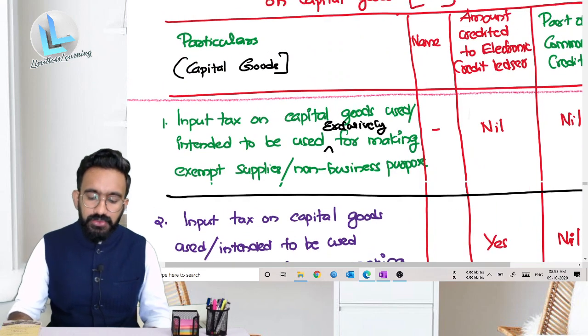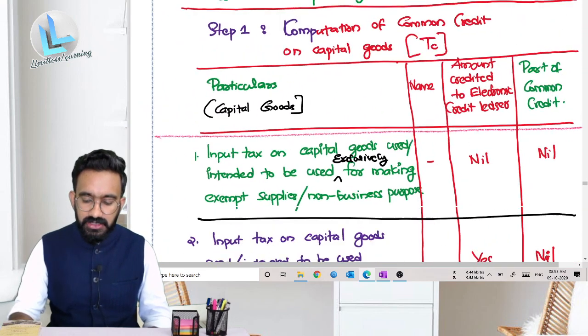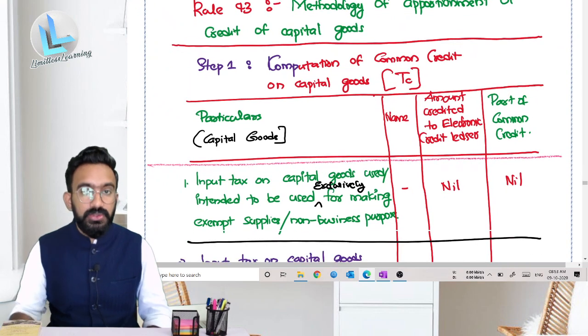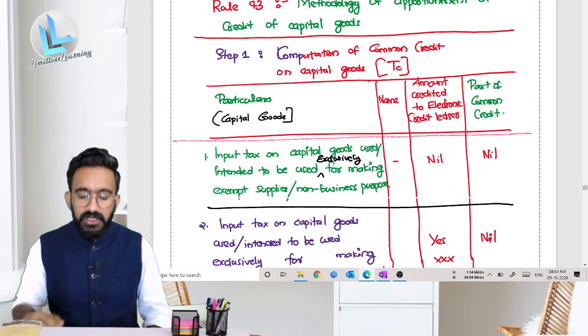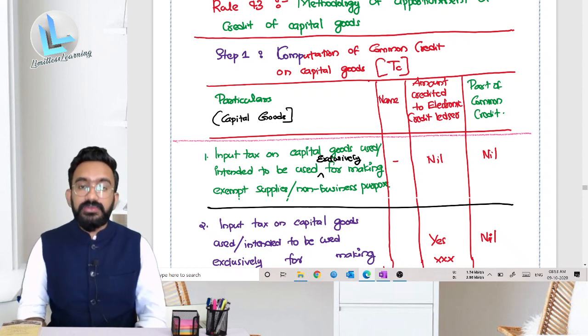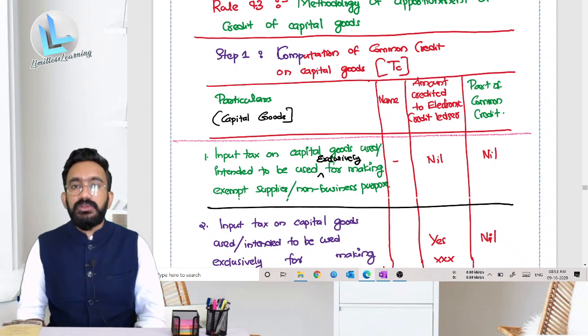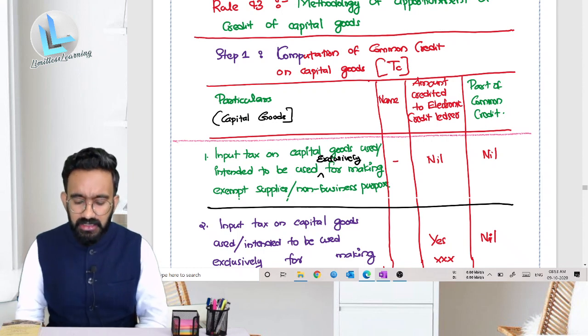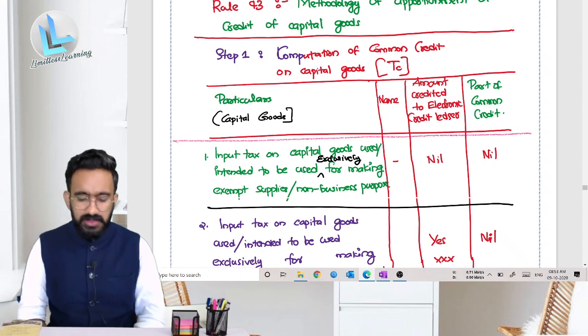Okay, I'm going to make you read this once so that you become familiar with the words that I'm going to recite after this. Rule 43 talks about the methodology of apportionment of credit of capital goods. So it's a 3-step process in which we will apportion the credit, and there's a slight change. A few aspects of it have been removed, and a few additional portions have been added.